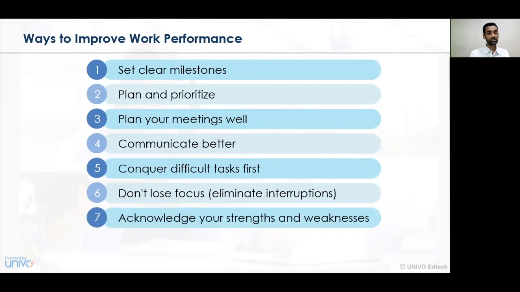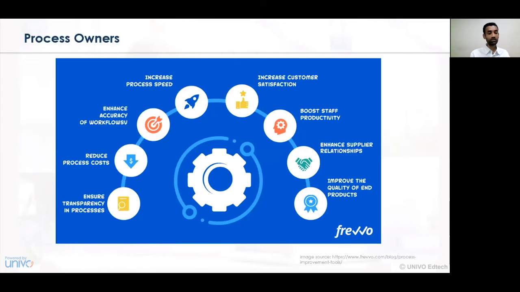Acknowledging the strengths and weaknesses: we must acknowledge and accept whatever strengths and weaknesses are associated with the business organization, and we must try to overcome them. Be aware of your limitations: we must be careful and aware of what our limitations are and how we overcome those limitations. Now let's understand the various process owners associated with a business organization.